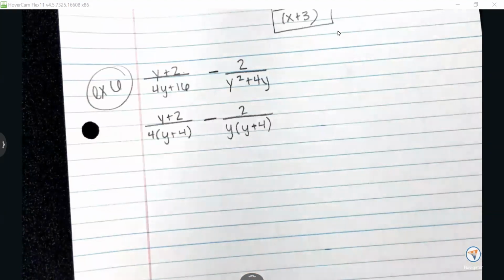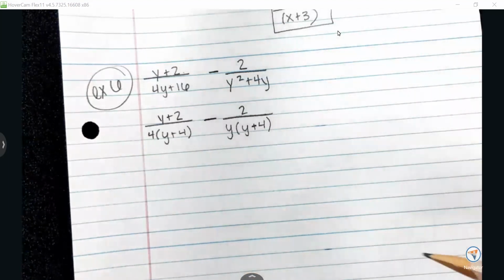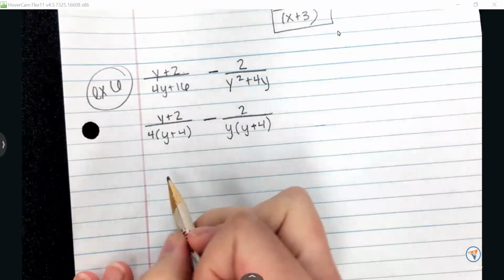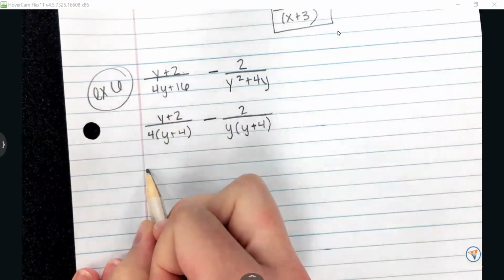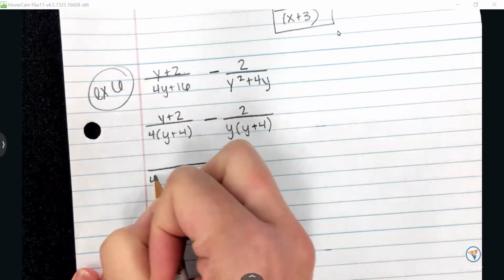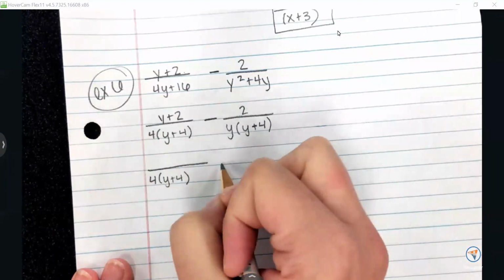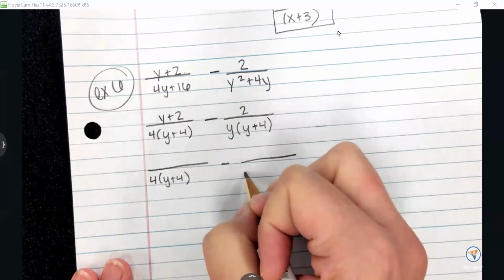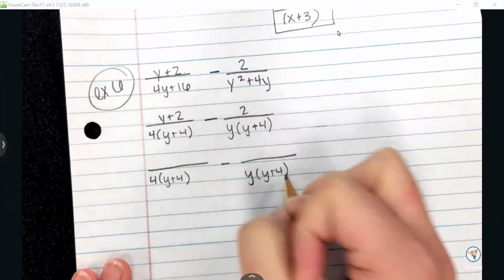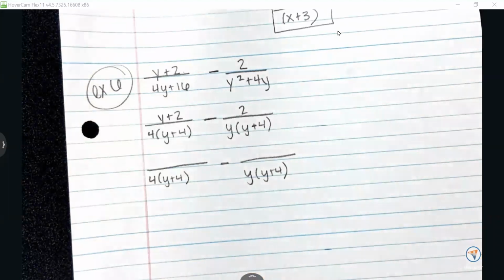Once you get your simplified denominators, see if you can find your common denominator. Just try, okay? Try on your own to find your common denominator. And then we'll talk about it and see what we get.